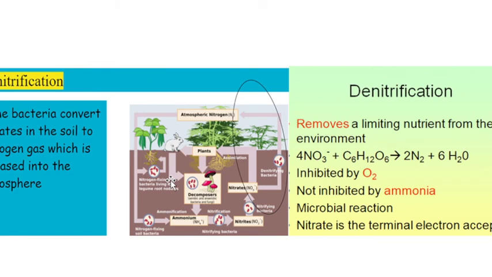Dear students, did you get my point or not? Here you see how the reaction takes place. NO3 combines with C6H12O6, glucose, and gives you a nitrogen molecule along with water. It is not inhibited by ammonia, it is a microbial reaction, and nitrate is the terminal electron acceptor.